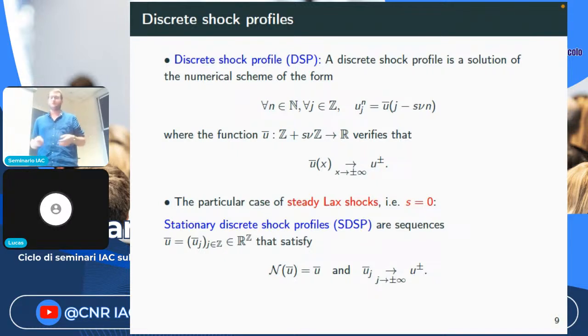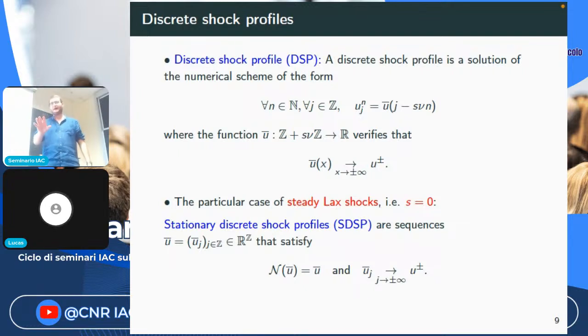Now, let's enter the real content of this presentation. What is a discrete shock profile? A discrete shock profile is essentially a solution of your numerical scheme which is a traveling wave. This is what this line tells you. You see a difference between the space parameter minus some speed times the time parameter. So it's a traveling wave which must link the two end states u plus and u minus. Essentially, it's some kind of equivalent of your shock for the numerical scheme.